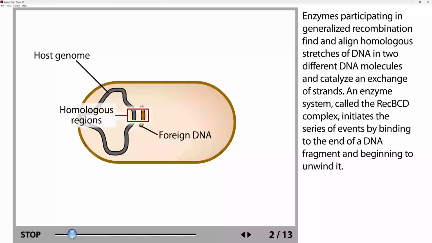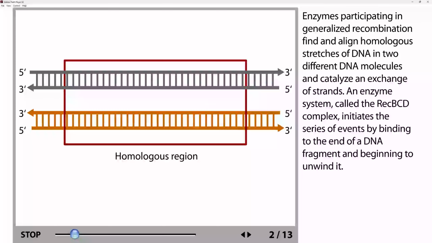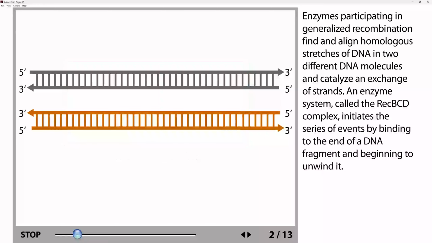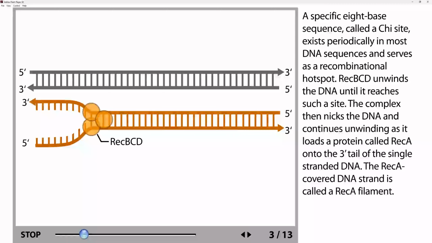Enzymes participating in generalized recombination find and align homologous stretches of DNA in two different DNA molecules and catalyze an exchange of strands. An enzyme system called the RecBCD complex initiates the series of events by binding to the end of a DNA fragment and beginning to unwind it. A specific 8-base sequence called a chi site exists periodically in most DNA sequences and serves as a recombinational hotspot. RecBCD unwinds the DNA until it reaches such a site.